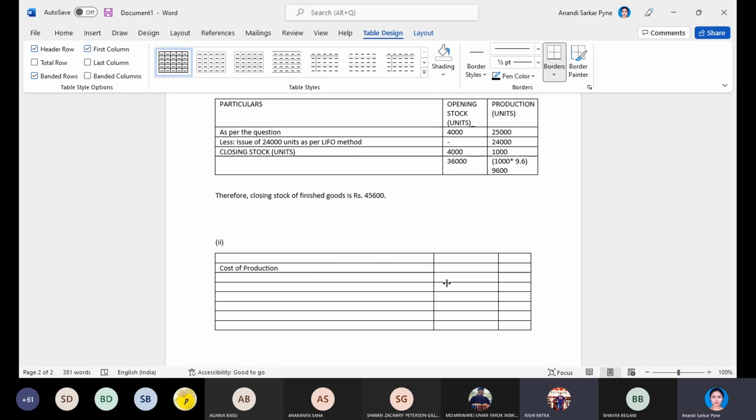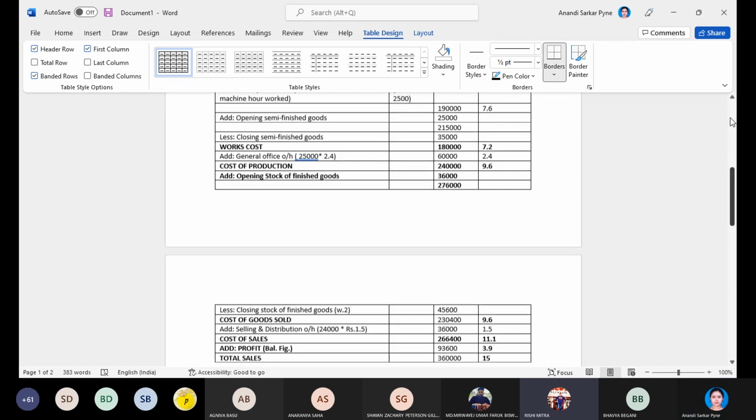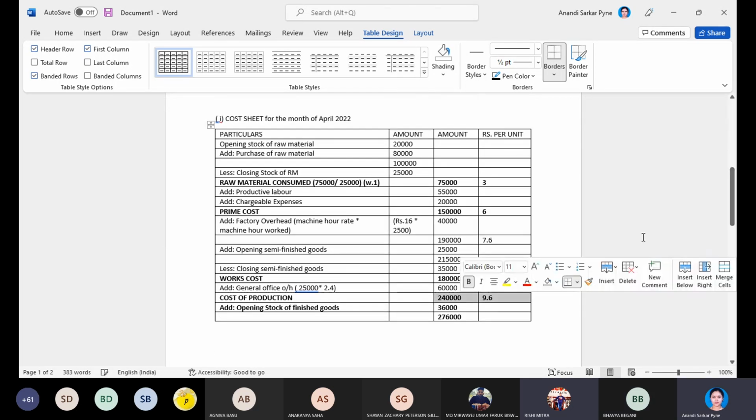So if this is the amount column, this is 2,40,000, and please do help me for faster completion. This is 9.6, right? Cost of production was how much? Yes, ma'am, cost of production was 9.6.